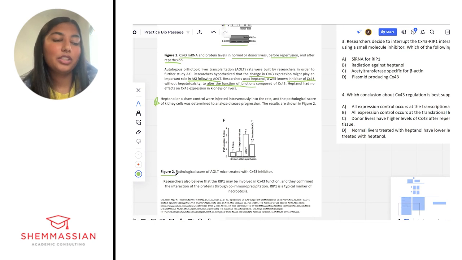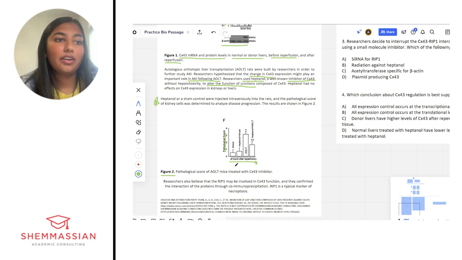We're looking at the title, which is the pathological score of AOLT mice treated with a connexin 43 inhibitor. Okay, going into the figure, now let's look at the axes. We have number of hours after reperfusion as it's increasing over time. And on the y-axis, we have pathological score. And we know that that was a dependent variable. It said that in the previous paragraph.